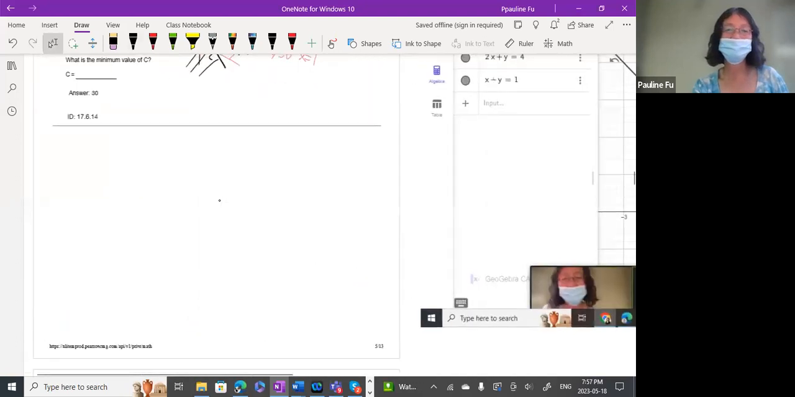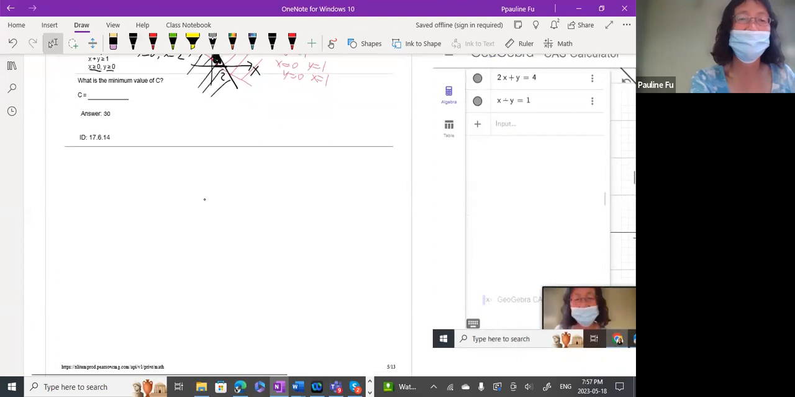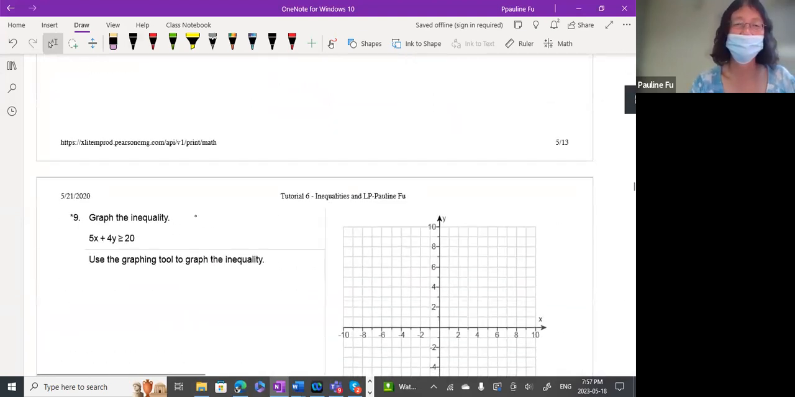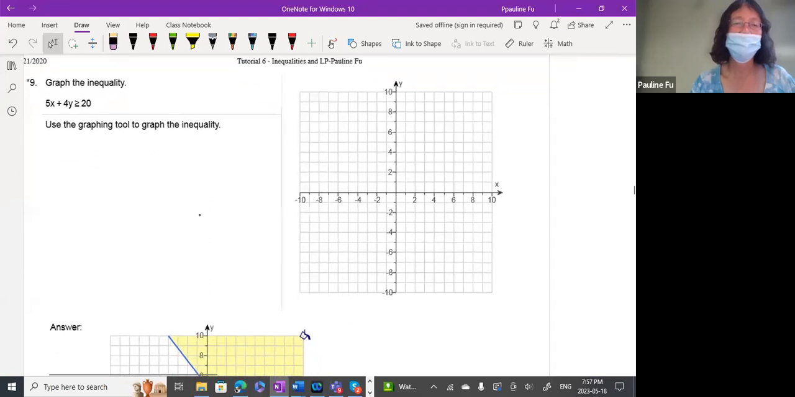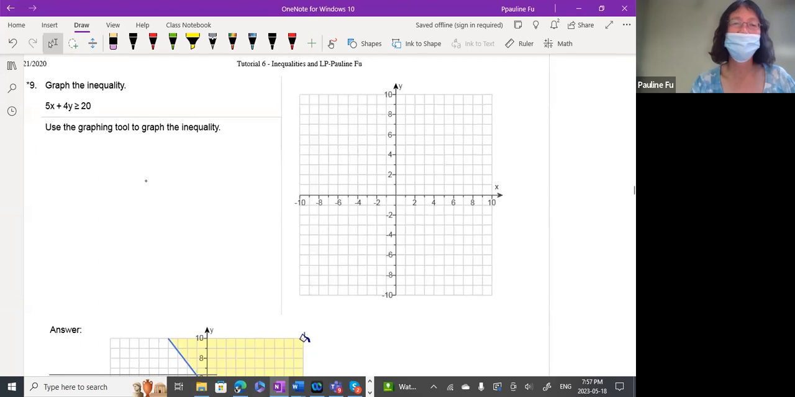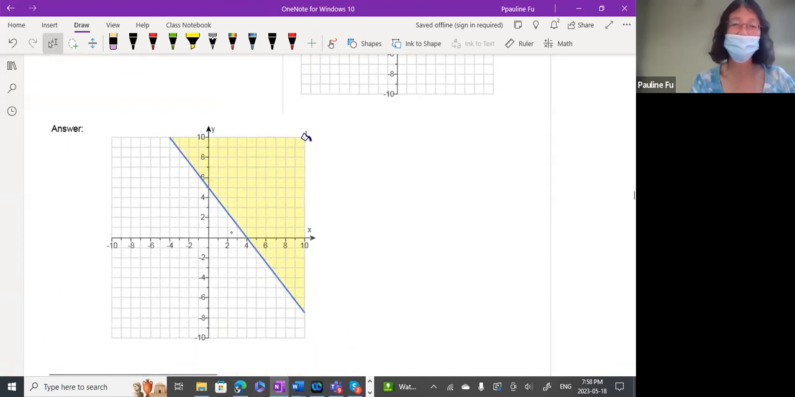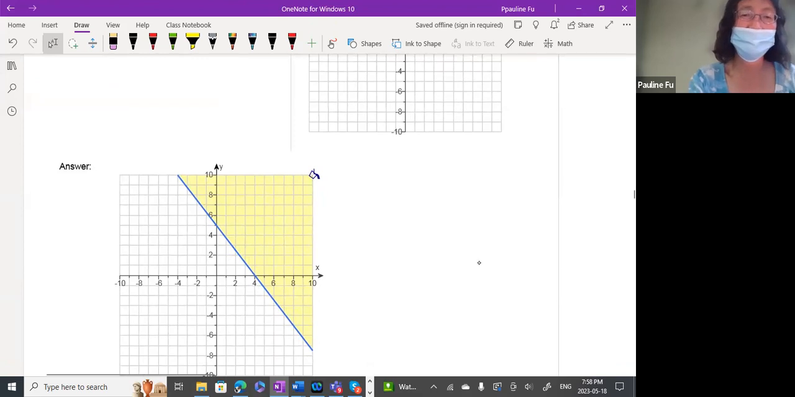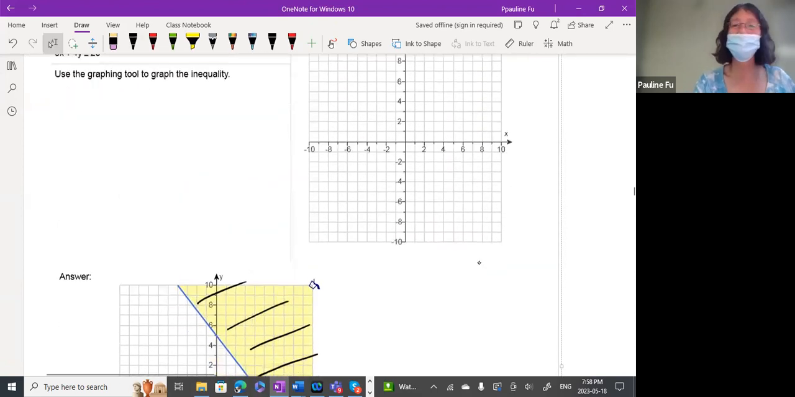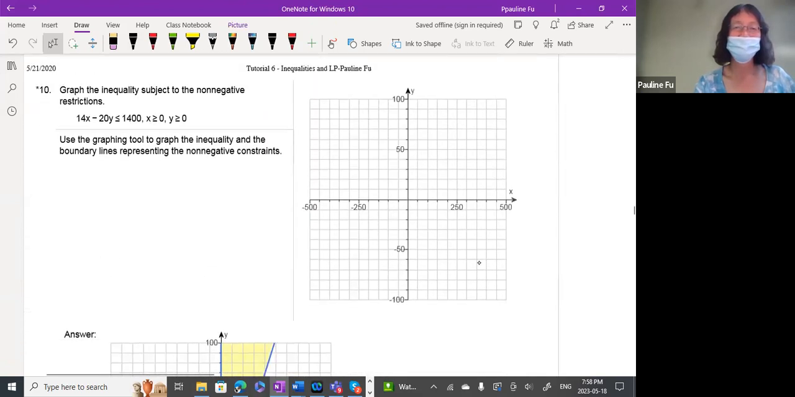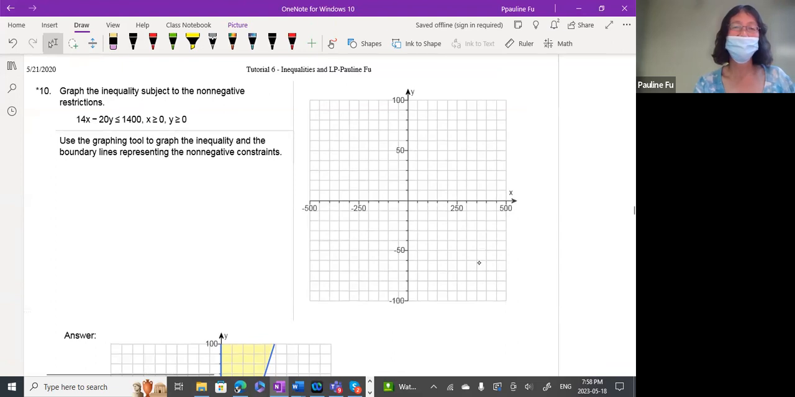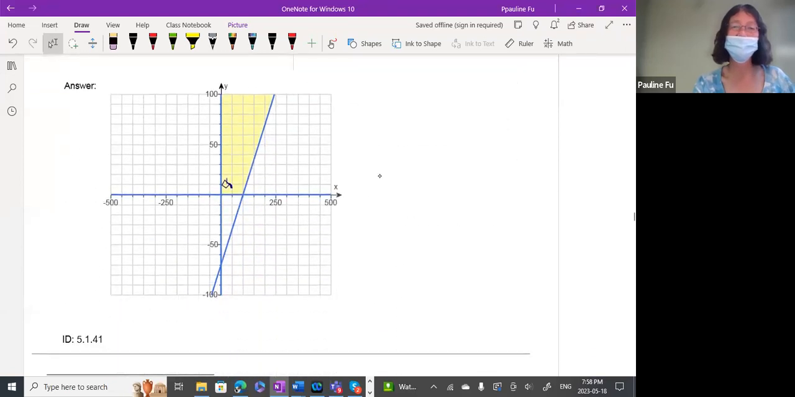Questions. So this is question 8. Question 9, graph inequality. We did this kind of question lots of times. Can we skip this? This is the answer I already gave you here. So this part represents greater equal to 20. All right, and question 10, shall we skip? We also did similar questions several times, okay? Question 10, and also the answer is here. The yellow shaded area is the answer, okay? So we skip that.